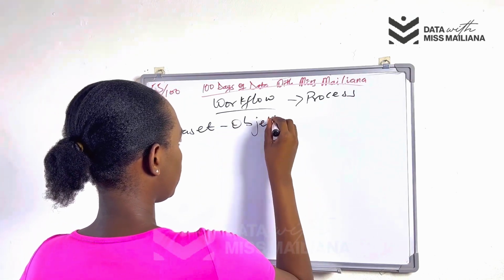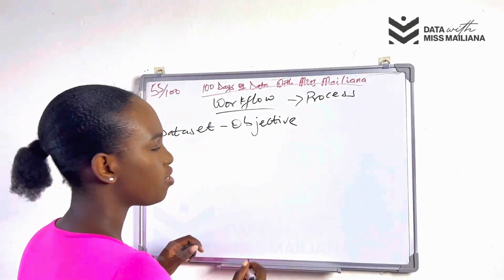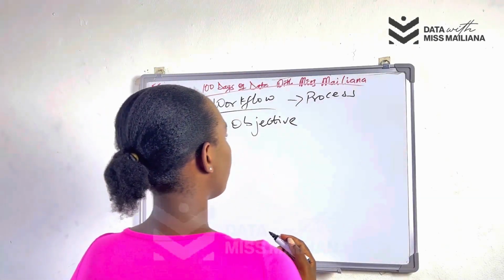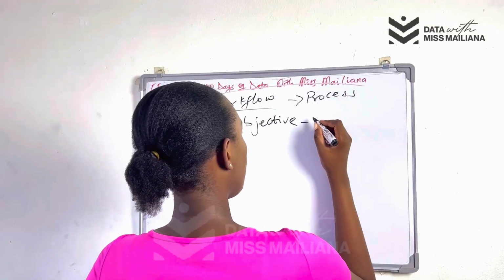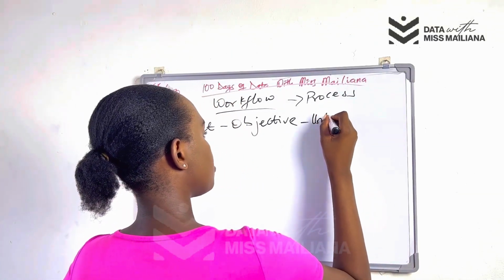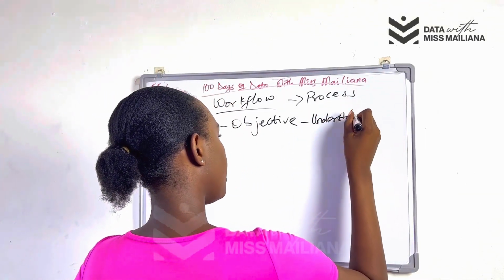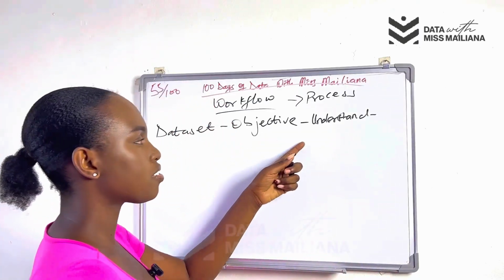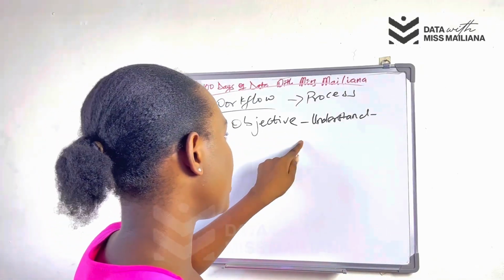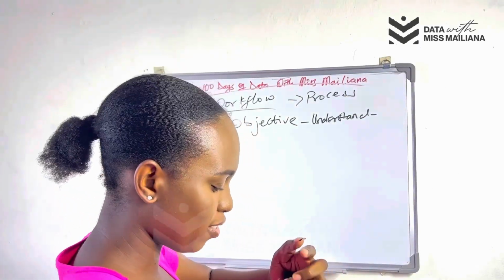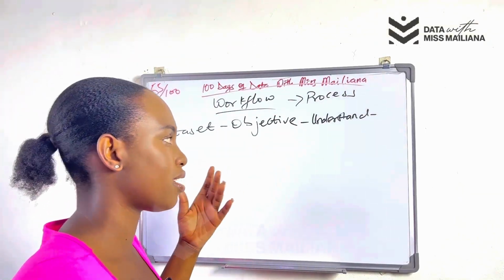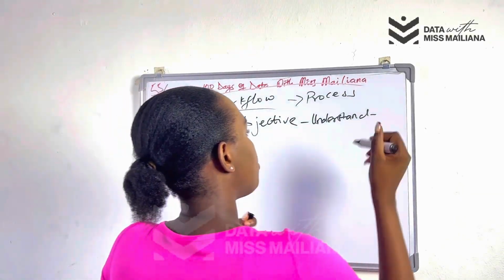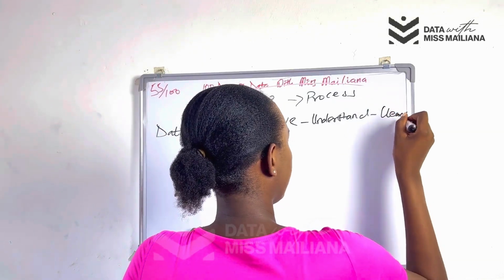You get your objective, right? The reason why you are doing the analysis. Then now you do what? You understand the data. Sometimes we omit this, but I really want you to know that you have to know why you are doing the analysis, and you have to understand the data to some extent. Then now we go on to clean your data.